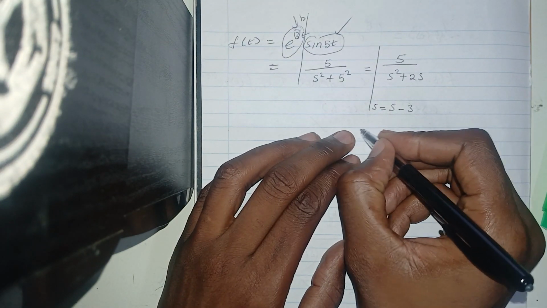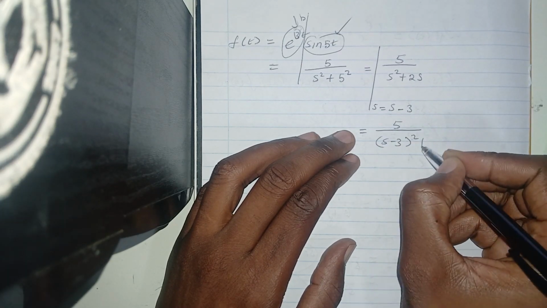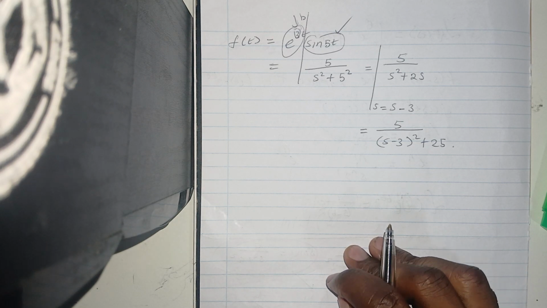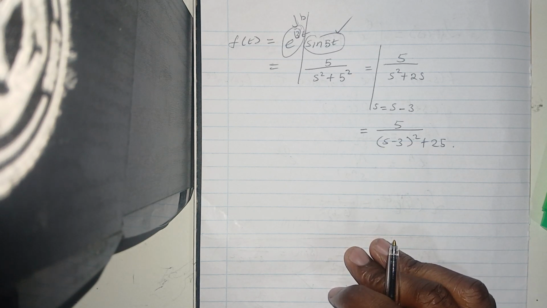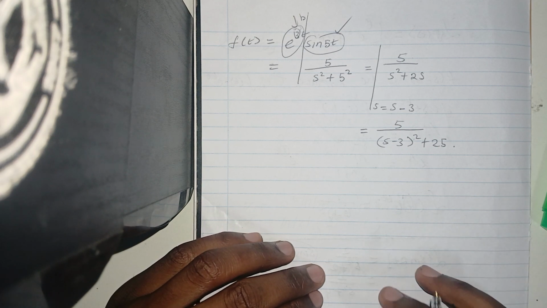Now we have to do what? Final answer, it's 5 over (s minus 3) squared plus 25. So that's what we do. And that's the only correct answer.